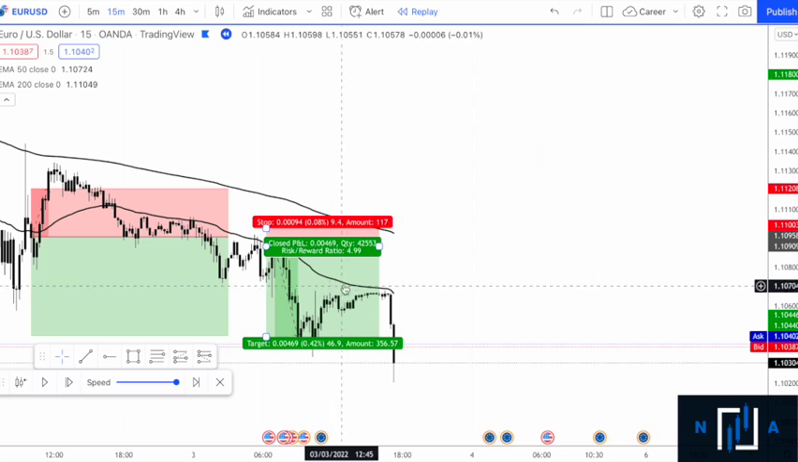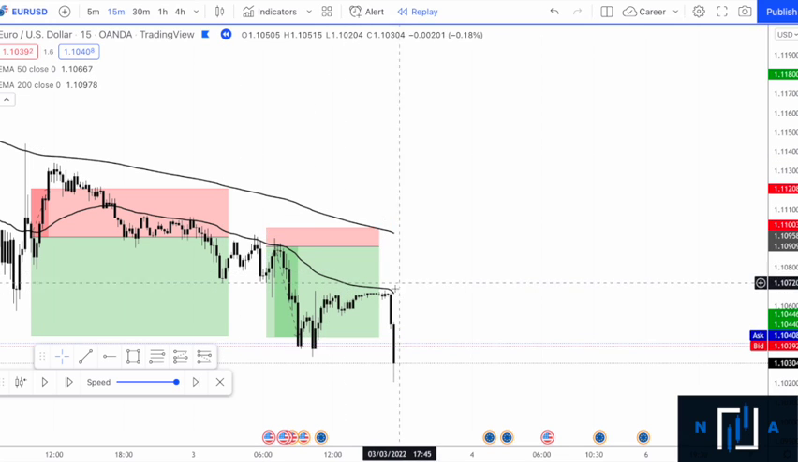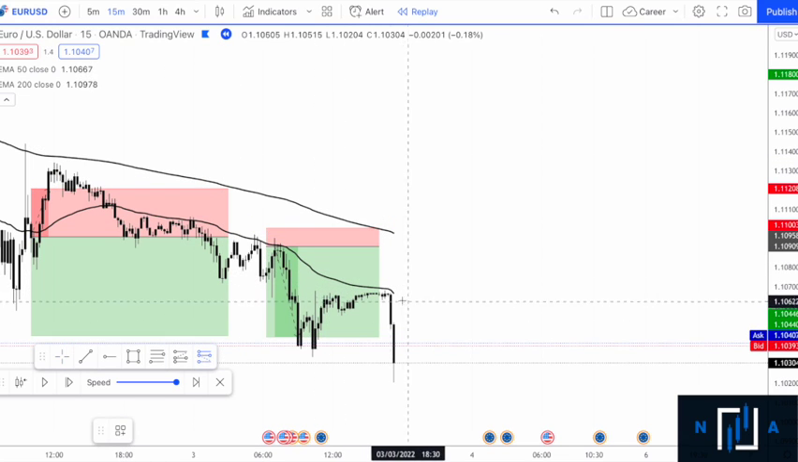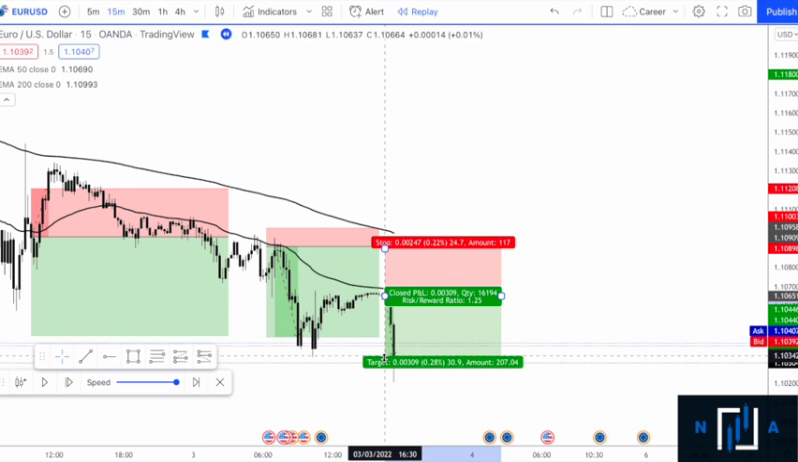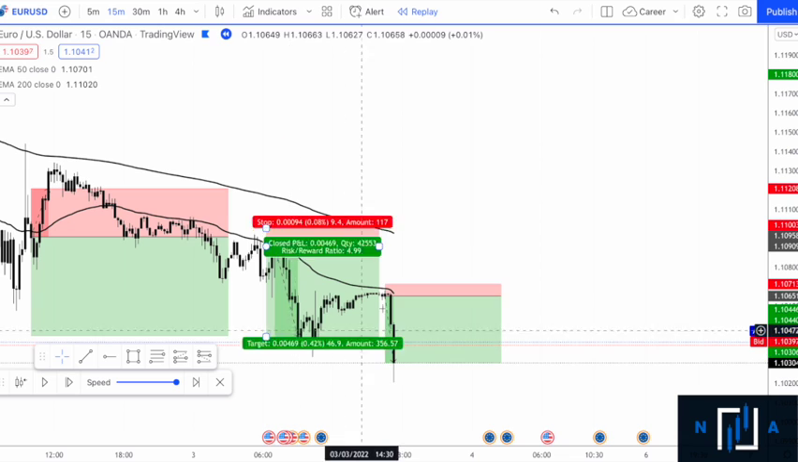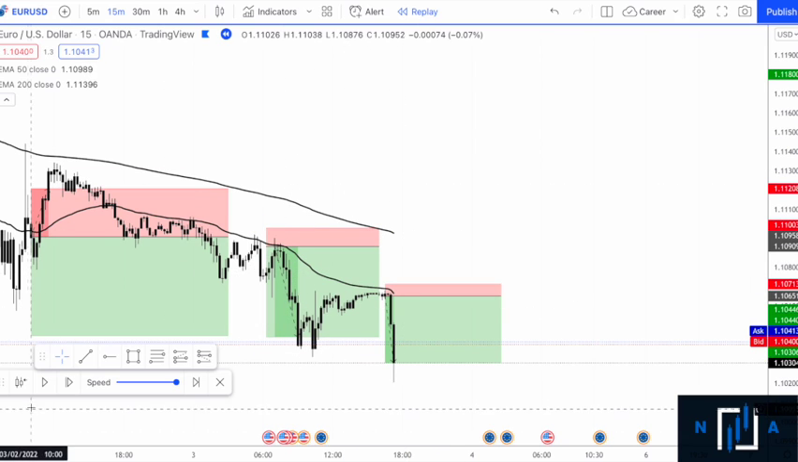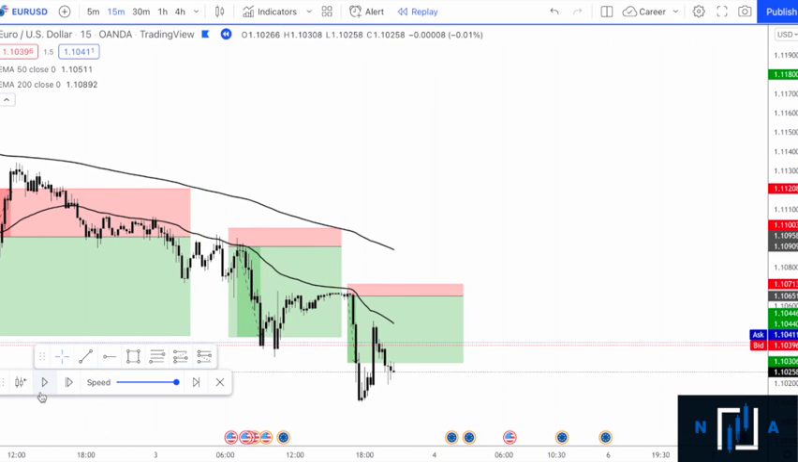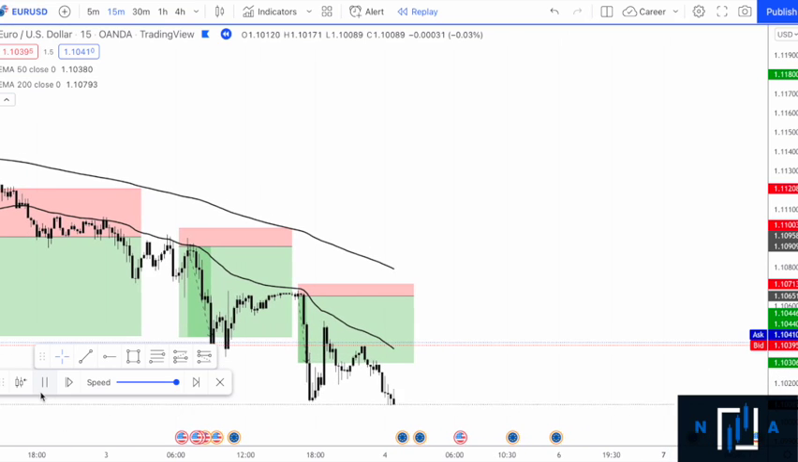So, didn't even get a tap, but it was good enough and close enough to where I probably should have just entered the short. Went for my 30 pips, put this above the previous high, about there. Cool. Now we're gonna wait, see what it does.